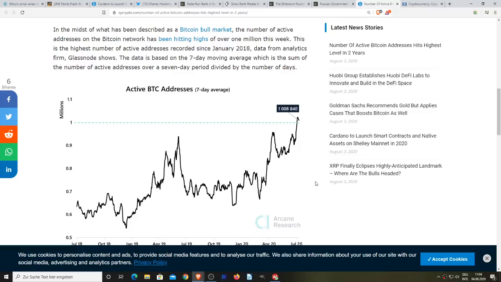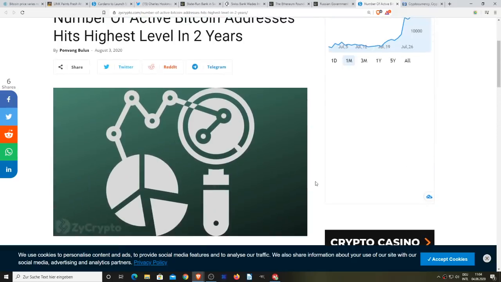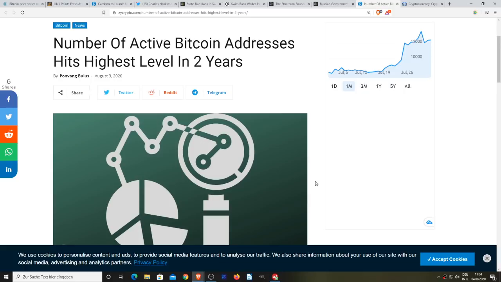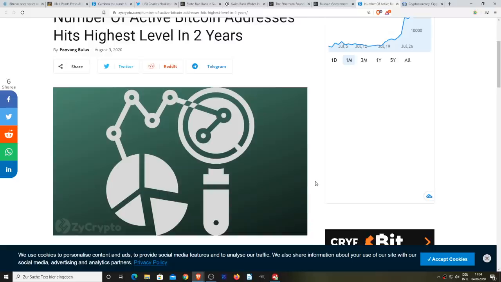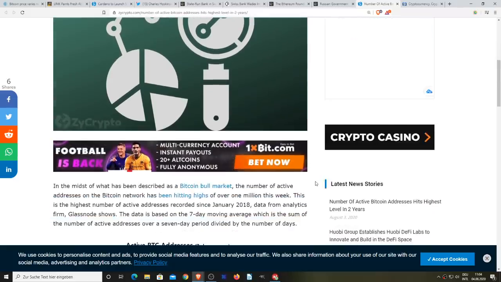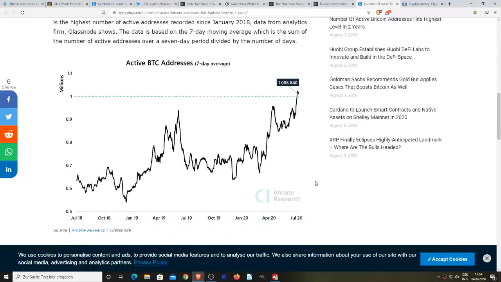But amazing that we have higher address levels. I mean, network effect, so it's going to continue happening, but I guess the news is that prices have moved up and so have the active addresses.